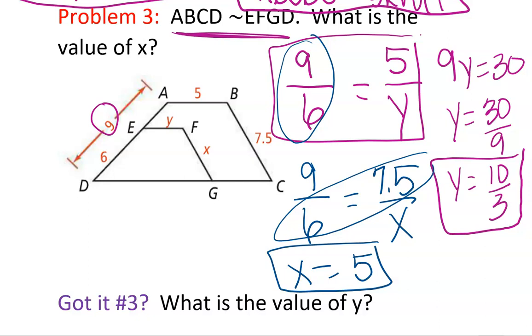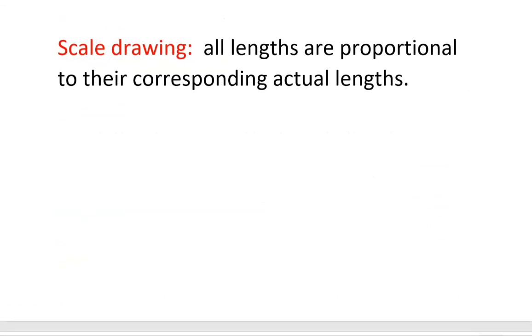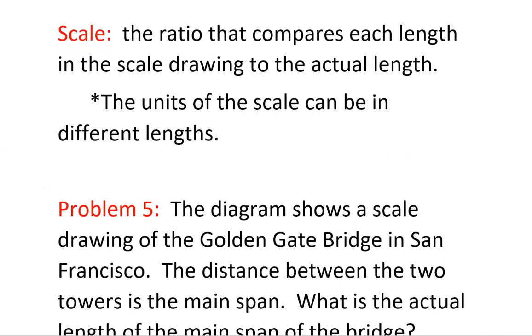Let's look at the scale drawing part. Okay, so here in the scale drawing, all lengths are proportional to their corresponding actual length. So for a scale drawing, like if you have a building, the building is 3D. The scale drawing takes the building measurements and puts it on paper and makes it quite a bit smaller, so you can just look at it in a 2D setting. The scale is the ratio that compares each length in the scale drawing to the actual. So that's kind of like our scale factor that we've already talked about.